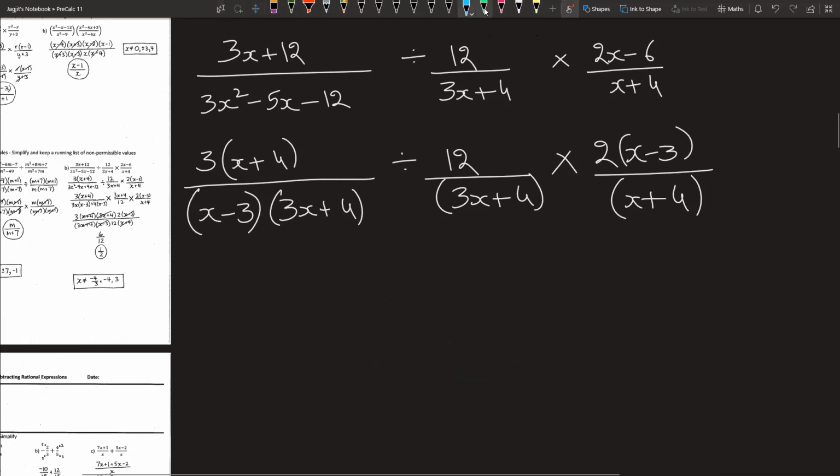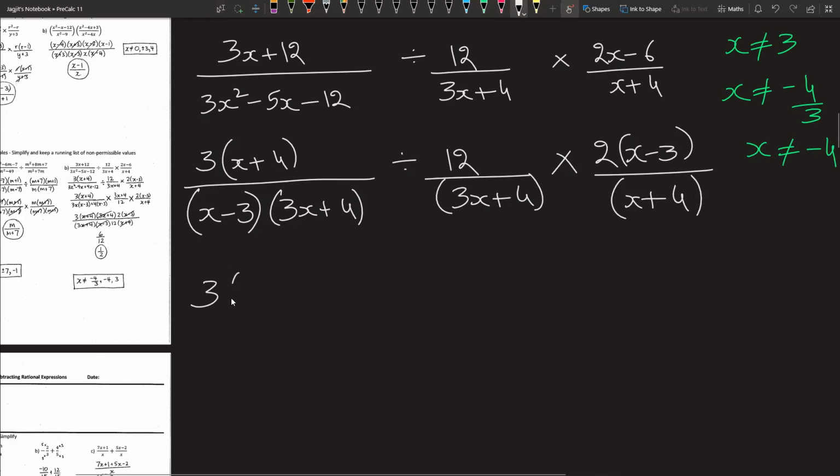Before we do anything, let's write the non-permissibles. For x minus 3, you say x cannot be equal to 3. For 3x plus 4, guys, you should be able to do this in your mind. This is how you do it. You say plus 4 moves to the other side, becomes minus 4, and then you divide it by 3. So x cannot be minus 4 over 3. Guys, you should be able to do this in your mind after some practice. 3x plus 4, I just covered that. X plus 4, x cannot be minus 4.